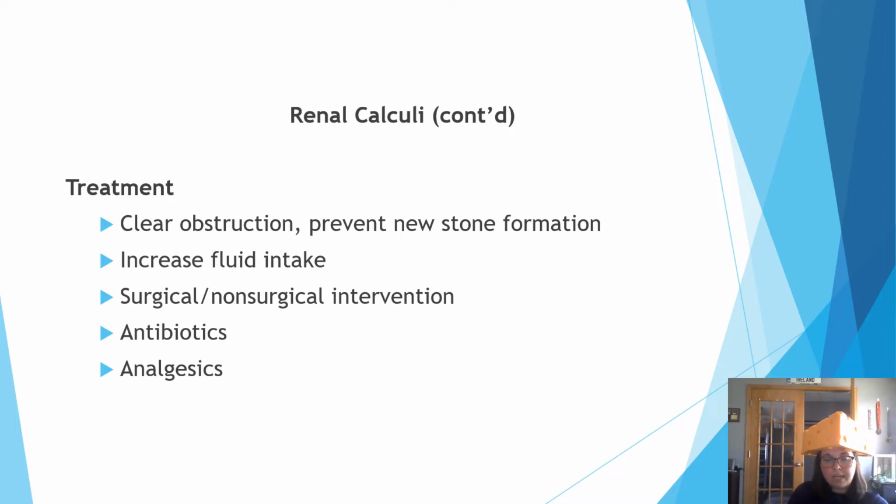To treat a renal calculi, first and foremost, the stones need to be removed, and focus should be made to prevent new stones from forming. Increased fluid intake would help that by keeping everything diluted. In some cases, the obstruction has to be surgically removed, though clearly non-surgical methods would be attempted first. A patient would more than likely have to go on antibiotics and analgesics for pain.